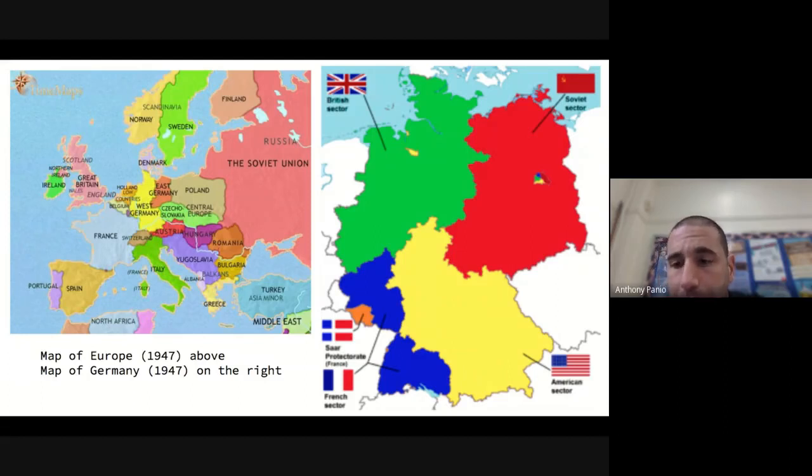You're going to have in the yellow, the southern part of West Germany, the United States. And then on the west here, you're going to have France taking control of that area. Okay? In the east, the Soviet Union is going to control that. Now, very basic: West Germany is capitalist, is democratic, and looks a lot more like the United States.